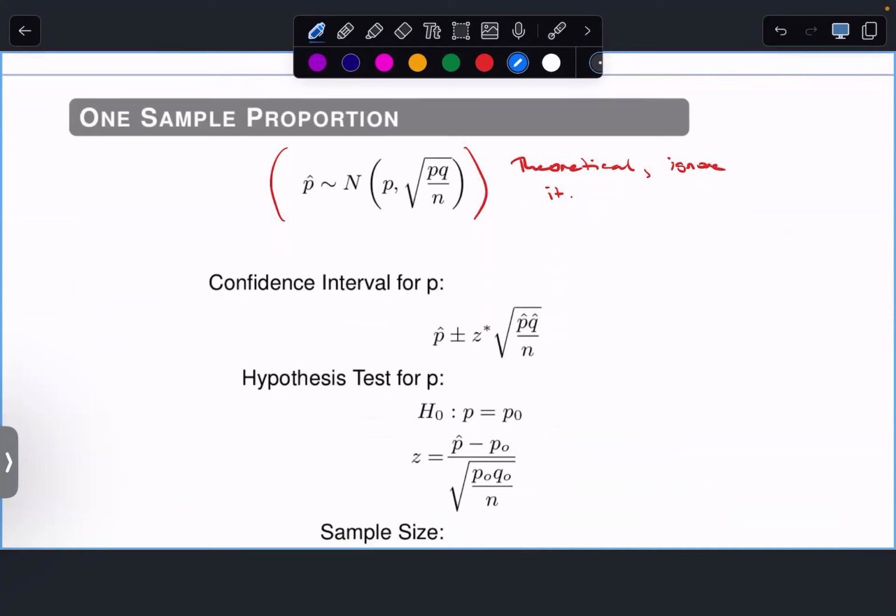Looking at the formula sheet, I snagged it already. I do include the central limit theorem, but this is really just theoretical, so you can ignore it. P hat follows a normal distribution centered on p with a standard error of the square root of pq over n. And here, p times 1 minus p over n, if you want, is the same thing as p times q over n. So you can ignore it if you want to, but that's the sampling distribution.